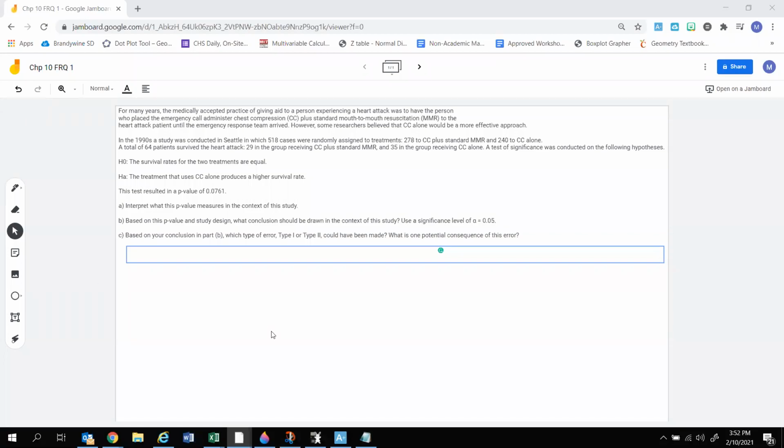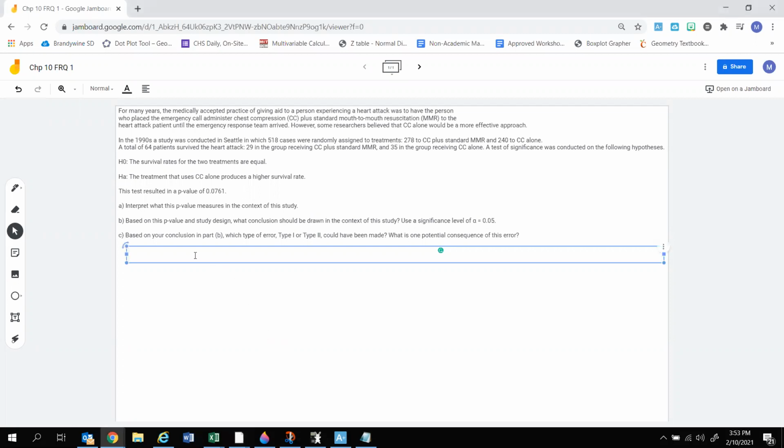So in this question, what we're looking at is they present a scenario where they're checking which method for helping save the patient when they have a heart attack is more effective. What you need to know about this question, though, is that they're giving you the hypothesis statement and they're giving you a p-value. So they've basically gone on and run the test for you. They're just asking you to interpret some of the information.